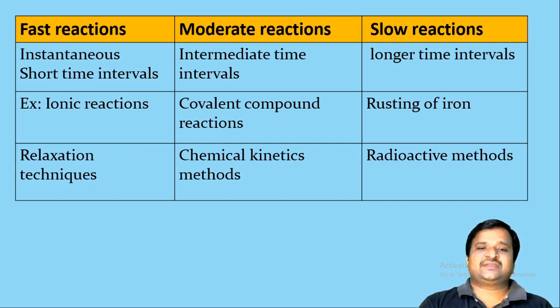Next, to determine the rate of fast reactions, relaxation techniques are used. And for moderate reactions, these chemical kinetics methods are used. So general chemical kinetics mainly deals with the moderate reactions. For slow reactions, radioactive methods are used.